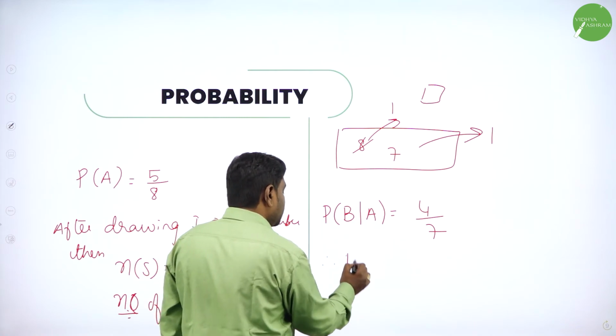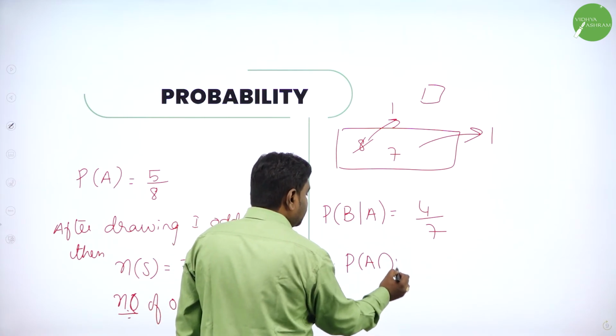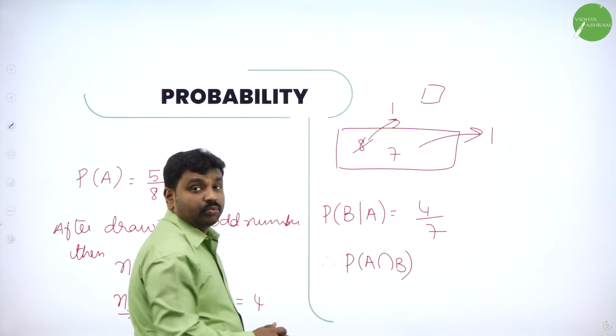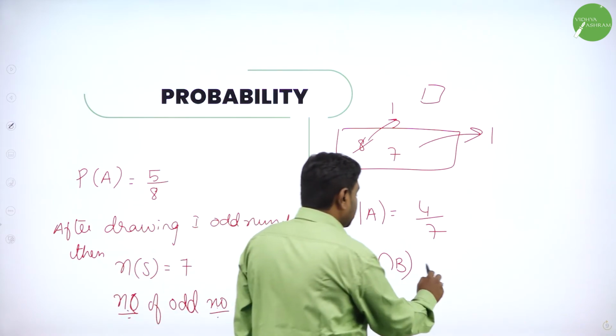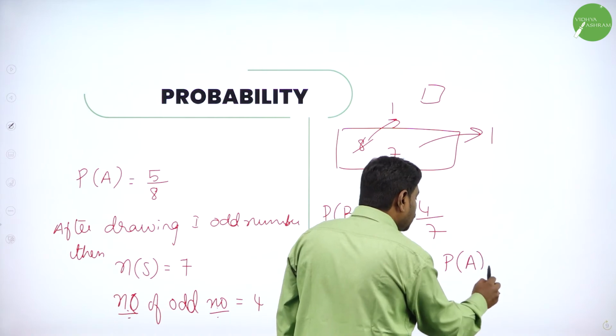Now therefore they want P of A intersection B, which means both odd numbers. Both means intersection. So by the multiplication theorem I can write P of A into P of B by A.